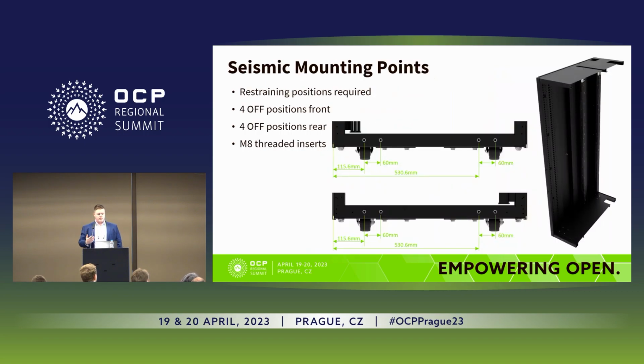There is a requirement for seismic mounting points for deployment in seismic zones. It's the same front and rear, so we've got 4 positions front, 4 positions rear, and it's an M8 thread requirement, whether you do that through inserts or directly into the frame or however else. The requirement is for the M8. Additionally, it could be used for shipping, like a shipping bolt down while the rack's in transit.